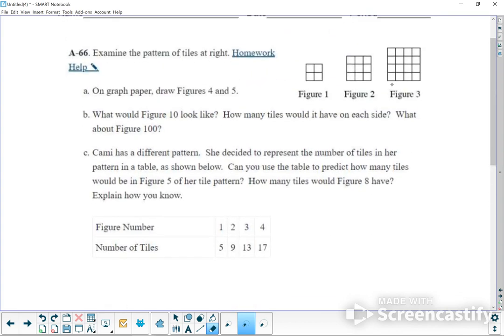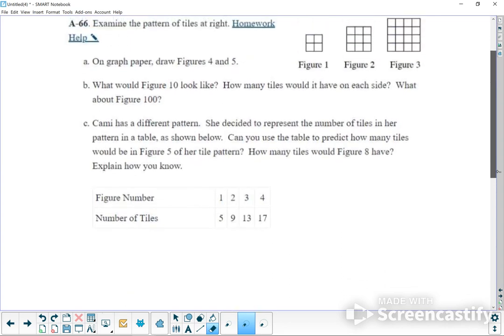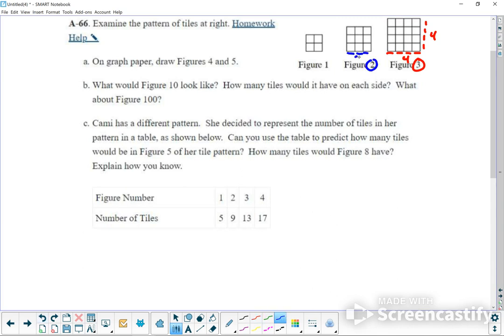Figure 3 is a 4 by 4. Figure 2 is a 3 by 3. Figure 1 is a 2 by 2. So figure 4 is going to look like figure 3, but I can just say figure 4 is going to be a 5 by 5. It's actually one more number bigger. Right? For example, figure 3 has 4 and 4. So it has one more than that figure number. Figure 2 has 3 by 3. So it has one more than that.